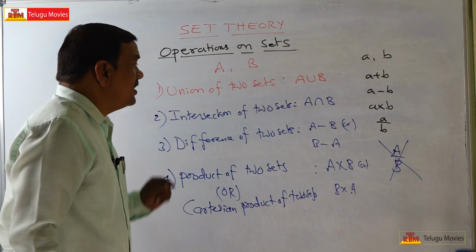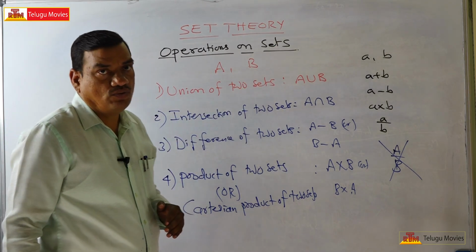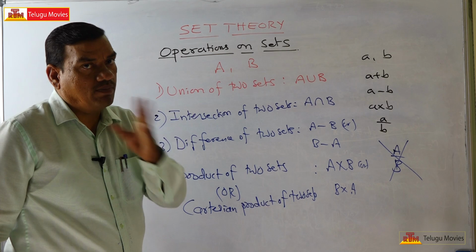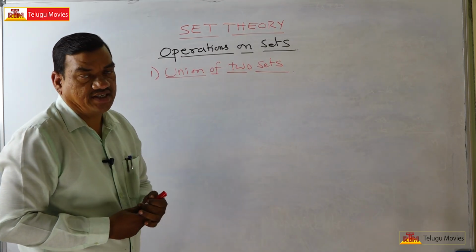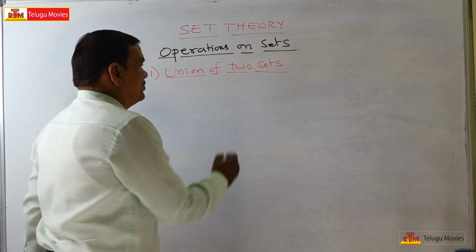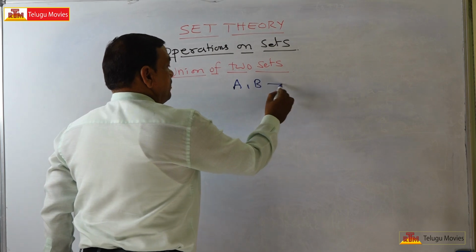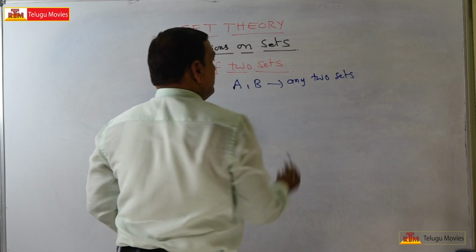Now let us learn one by one what the union of two sets is, then the intersection of two sets. Let us see what the union of two sets is. Let A and B be any two sets. I am not saying here that they are non-empty.